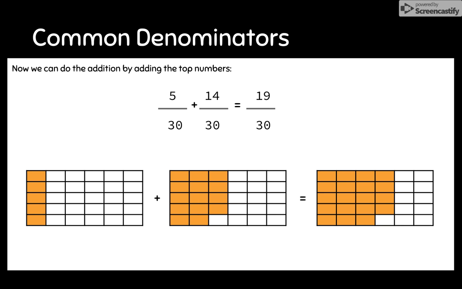So now we've made them have common denominators, we can add them together. So 5/30 plus 14/30 equals 19/30. And if we look at the bottom there, there's a visual representation of that.